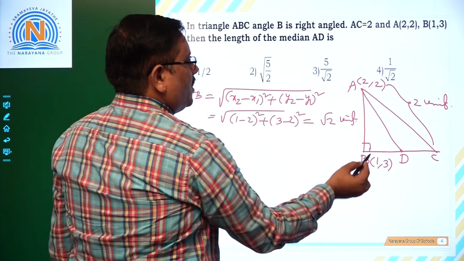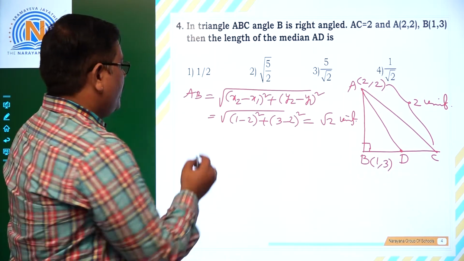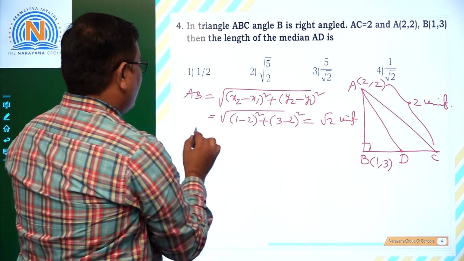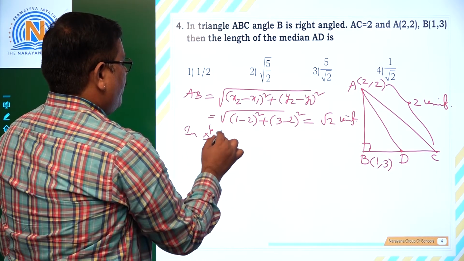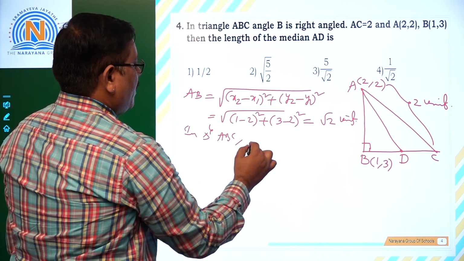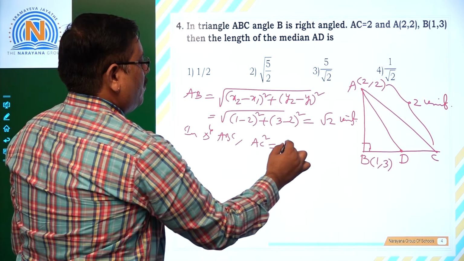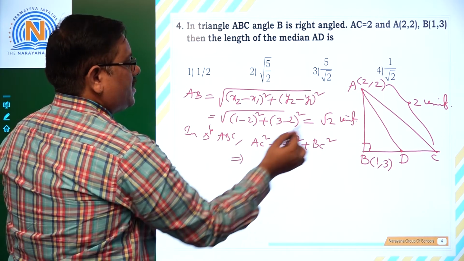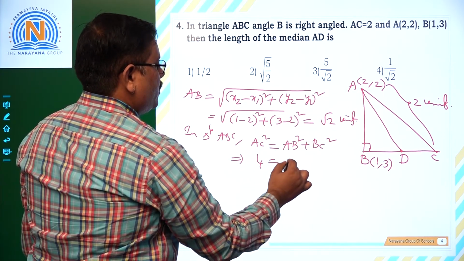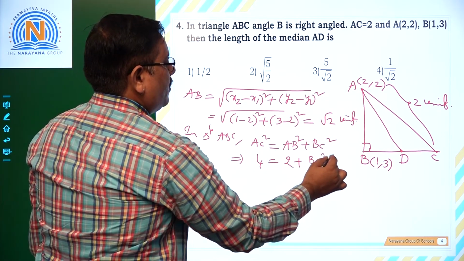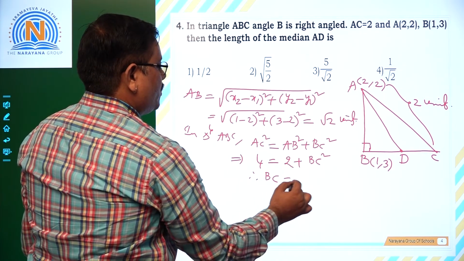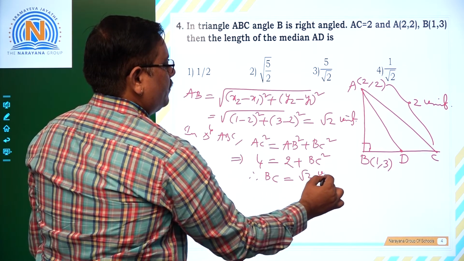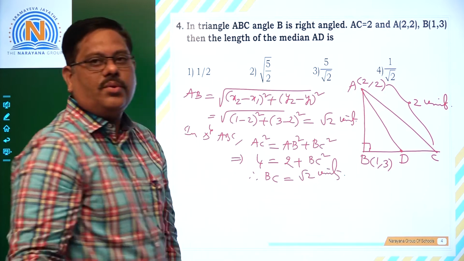If AB is root 2 units, what about the length of BC? As it is a right angle triangle, in triangle ABC, AC square is equal to AB square plus BC square. So AC square is 4, AB square is 2, plus BC square. Therefore, BC square is 2 and BC is root 2 units.